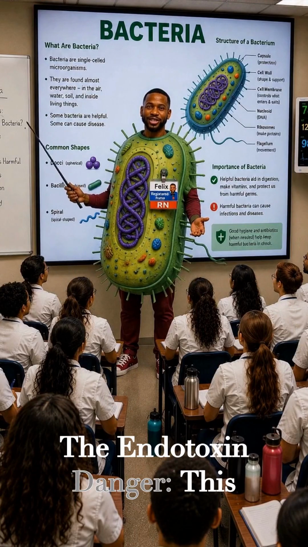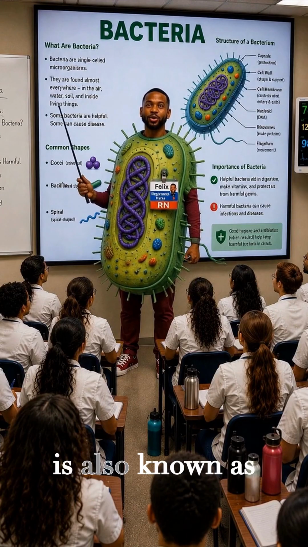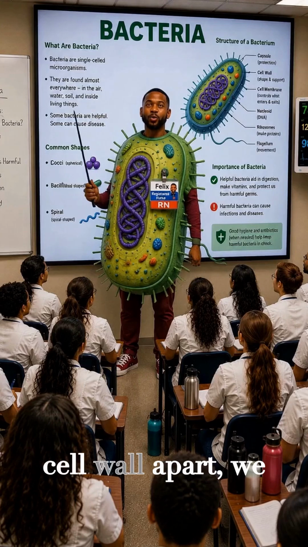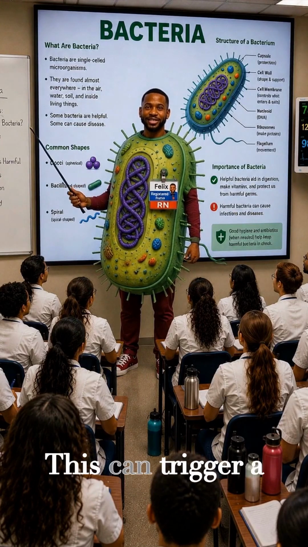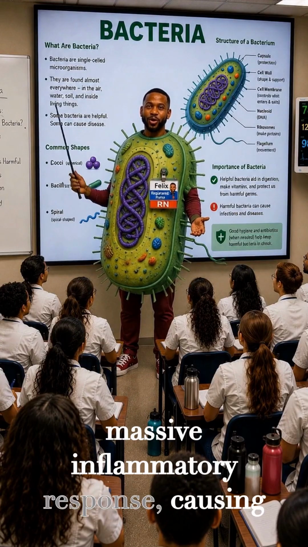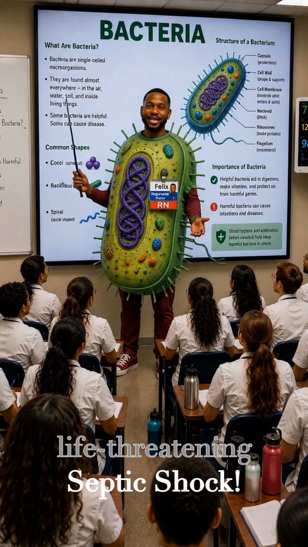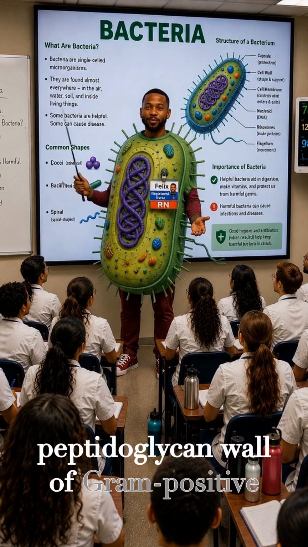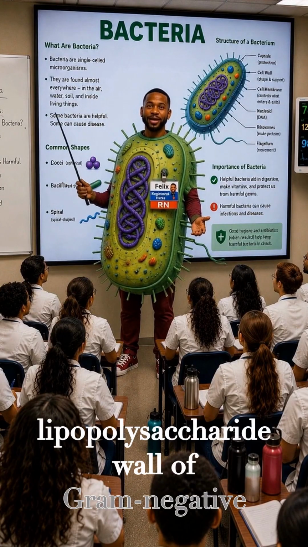The endotoxin danger. This is a massive nursing alert. That outer lipid membrane is also known as an endotoxin. When an antibiotic kills us and rips our cell wall apart, we release that endotoxin into the patient's bloodstream. This can trigger a massive inflammatory response, causing blood vessels to dilate violently and leading to life-threatening septic shock. Image comparing the thick peptidoglycan wall of gram-positive bacteria with the double membrane lipopolysaccharide wall of gram-negative bacteria.